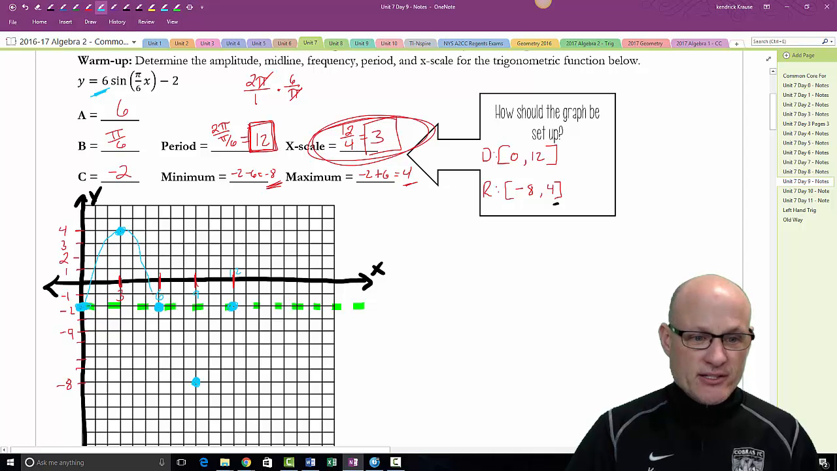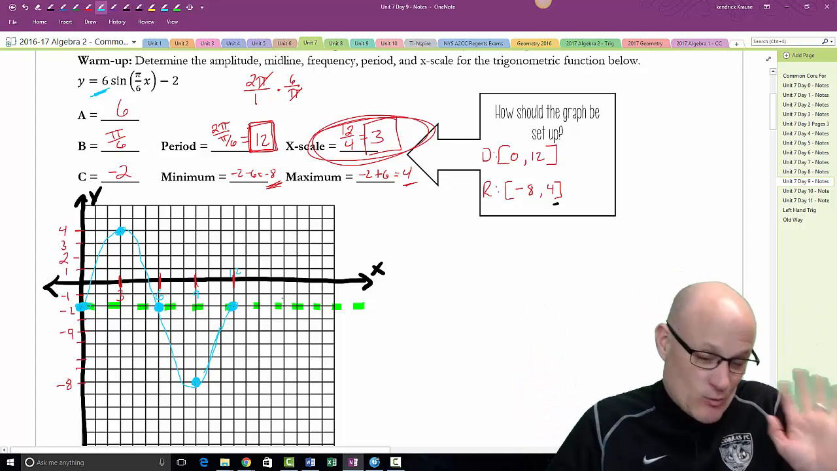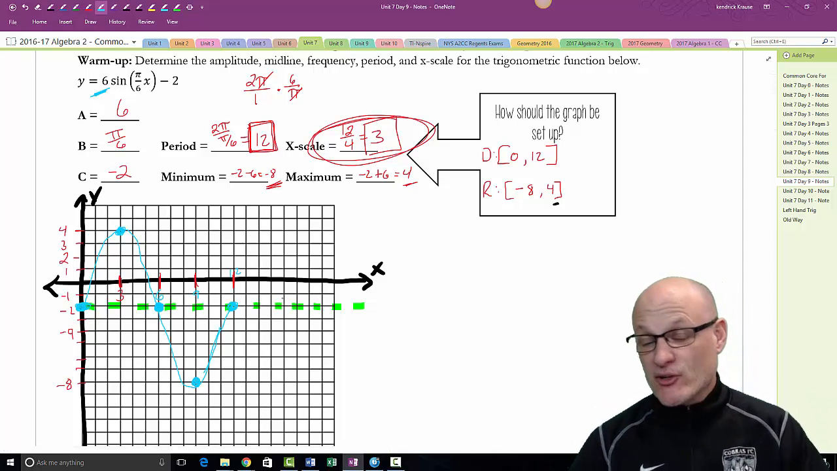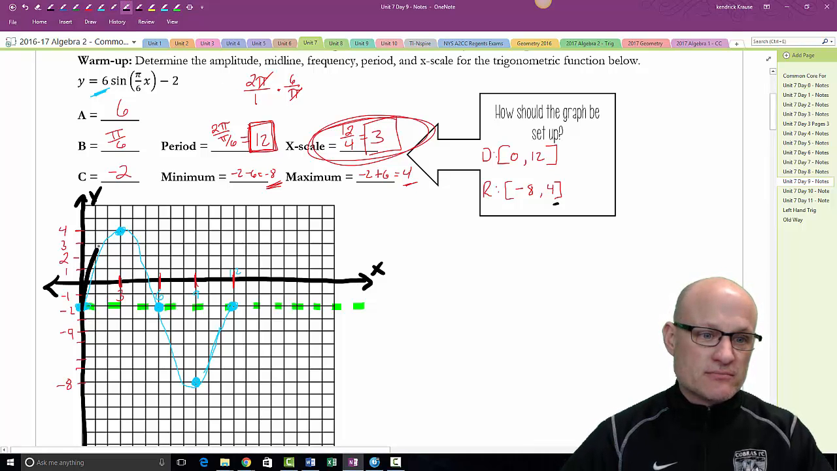Now it still looks like a sine curve, but the scale's all messed up. It's not like a radian scale. It's a weird scale, but it still can be graphed, and it still looks like a trig function. Let me graph it in black so you can actually see it.